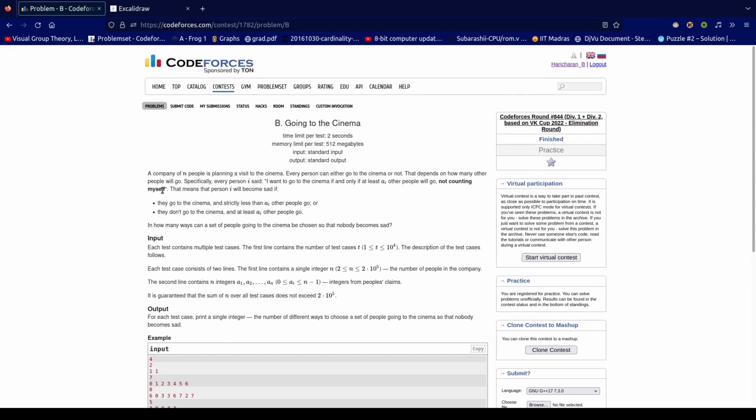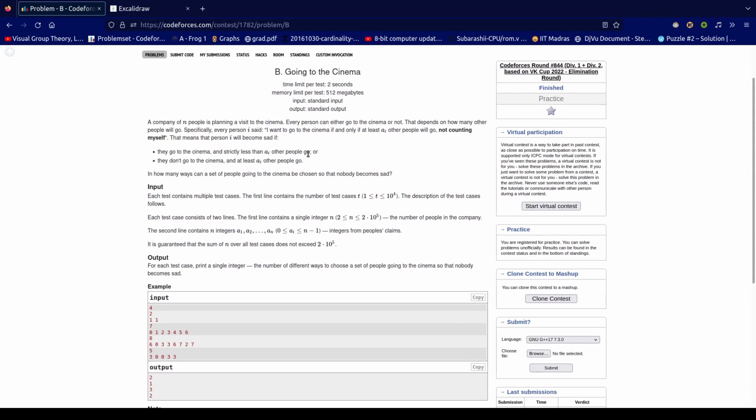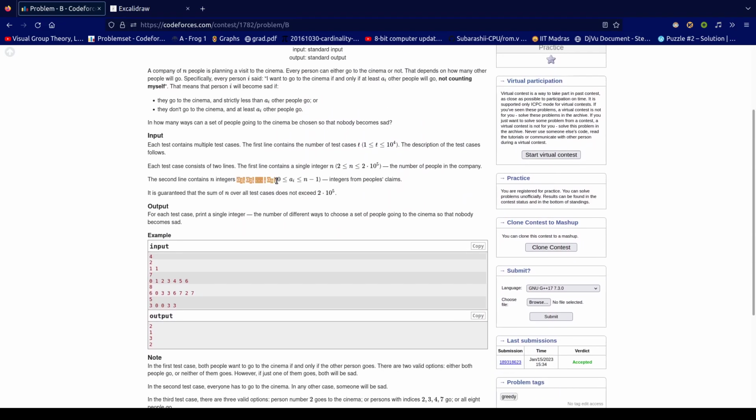So let's think about the fact that a person i becomes sad if they go to the cinema and less than a_i other people go, and if they don't go to the cinema and at least a_i other people go, they'll become sad. I mean, how many ways can a set of people going to the cinema be chosen such that nobody becomes sad? Okay, so let's think about this. First thing is you have some input array here, and if you have some input array like this, in general you can just always sort the array. This is because we are trying to choose the people, so you might as well sort the array because the order in which the people are chosen doesn't matter, so you can just sort the array.